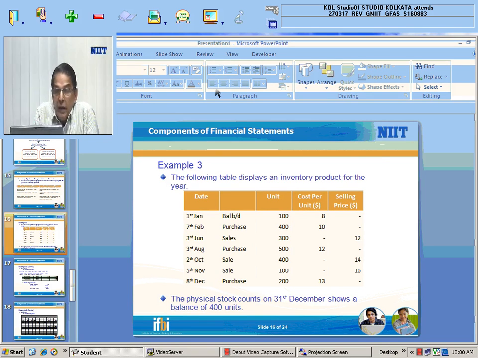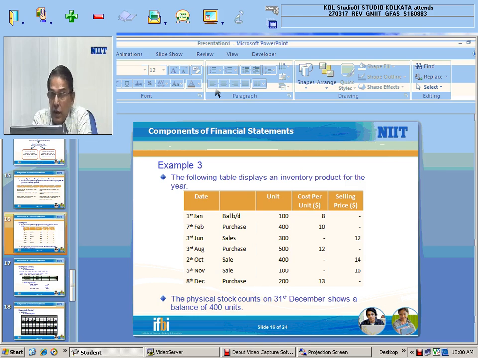Let's look at the third example here. The following table displays an inventory product for the year. The accounting period is from January to December. On 1st of January, the day the accounting period started, the opening inventory was 100 units and the cost per unit was 8. On 7th of February, a purchase was made, 400 units of inventory were purchased, cost per unit was 10. On 3rd of January, sales of 300 units of inventory was made, selling price was 12.